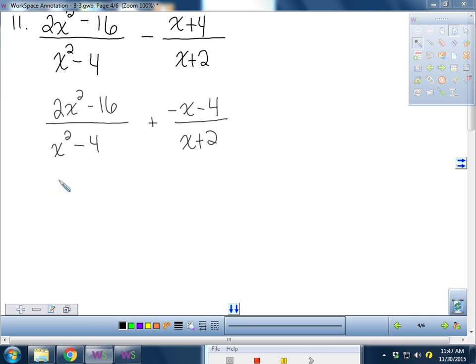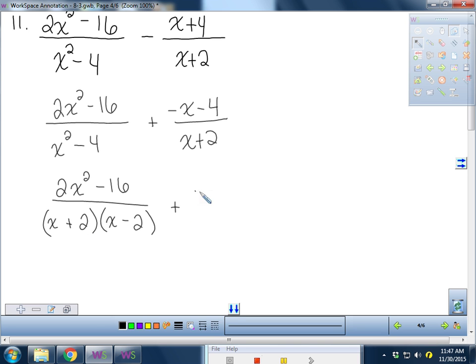We have difference of two squares over here. So I'm going to factor that. It always factors into two binomials with a plus and a minus, x and x, and the square root of 4 is 2. Now I have to decide, in order to get the same denominator, I already have an x plus 2 here, and I have an x plus 2 here. That means that over here, all I need is to multiply by the x minus 2. So I'm going to do that, top and bottom.